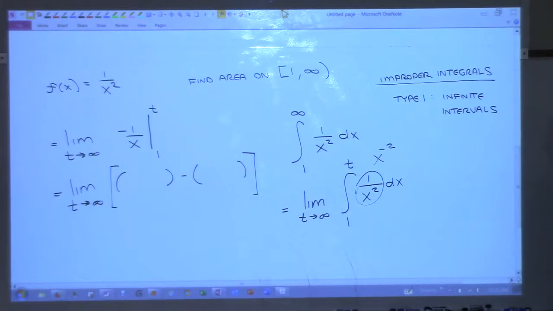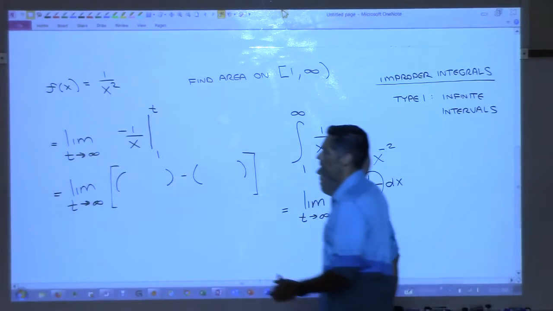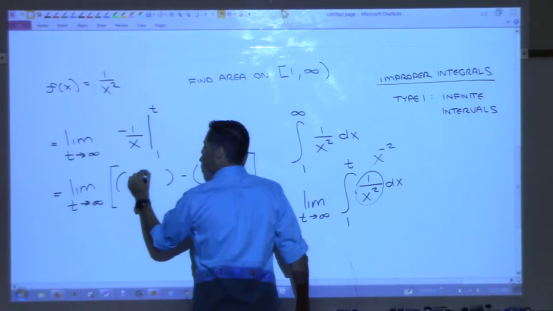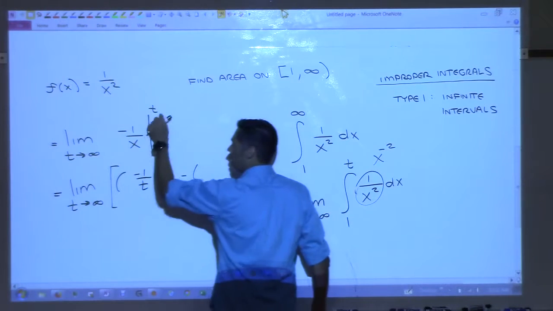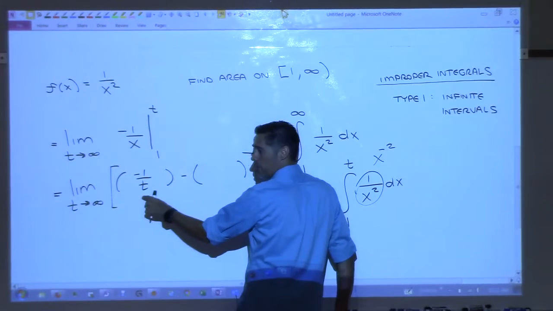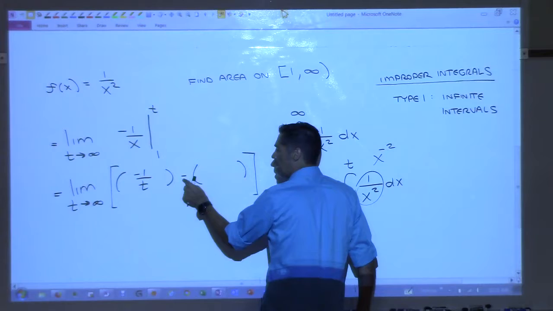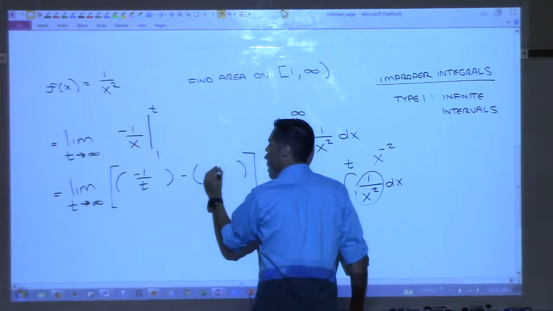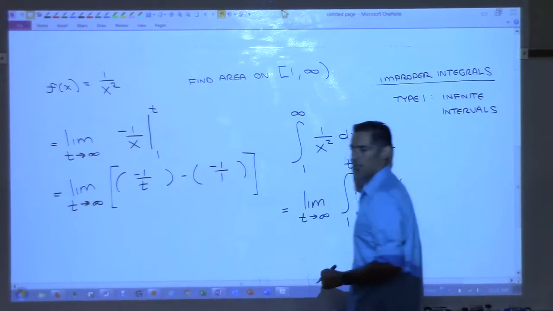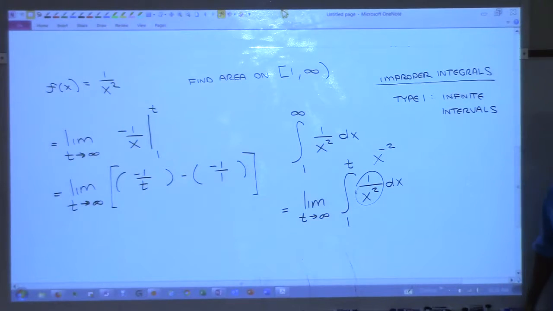So what happens when I plug t in for x? What do I get? I get negative 1 over t, right? So t goes in right here, so I just get negative 1 over t. And then I say minus, now I plug in 1 for x, and I get negative 1 over 1, which is just negative 1. Right?